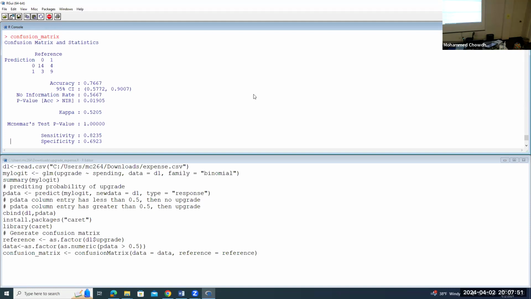Originally 17, 14 plus 3 equals 17. Originally there are 17 no upgrade, and there was 13 upgrade, right? 9 plus 4 equals 13 originally upgrade. So originally there was 17, no upgrade. But how many correctly classified?